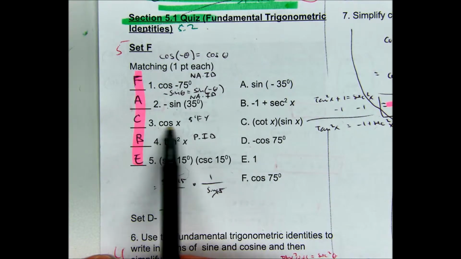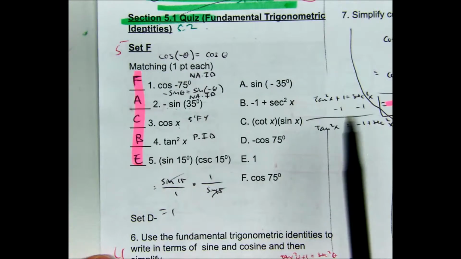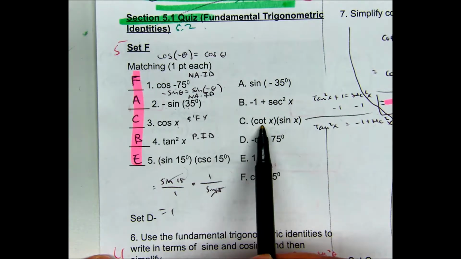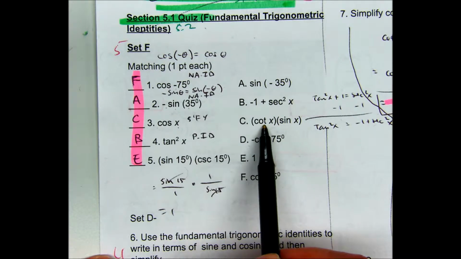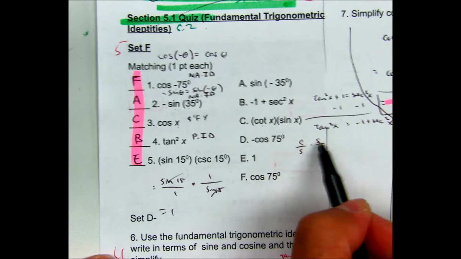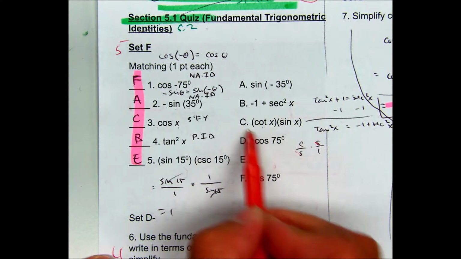Number 3 says cosine of x. So I have to figure one that looks like cosine of x. If I look at this one, I can actually simplify it. Cotangent is cosine over sine. And then sine of x is just sine over 1. My sines will cancel there. So this expression C is equal to cosine.